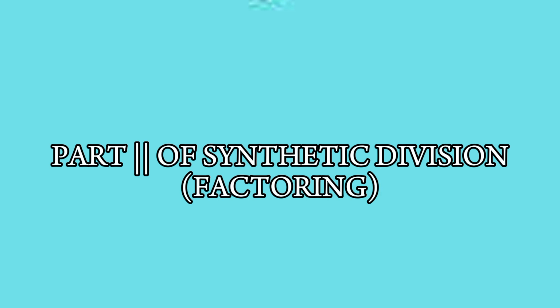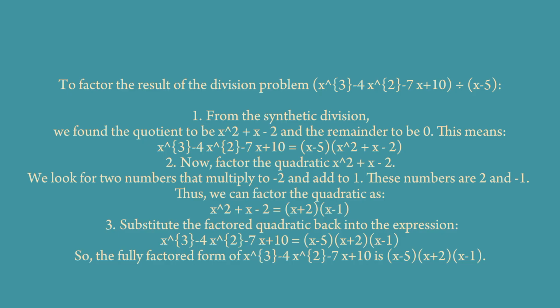Part of synthetic division, and now we have to discuss the factoring. To factor the result of the division problem, x cubed minus 4x squared minus 7x plus 10 divided by x minus 5. Number 1, from the synthetic division, we found the quotient to be x squared plus x minus 2 and the remainder to be 0. This means x cubed minus 4x squared minus 7x plus 10 is equal to x minus 5 times x squared plus x minus 2.